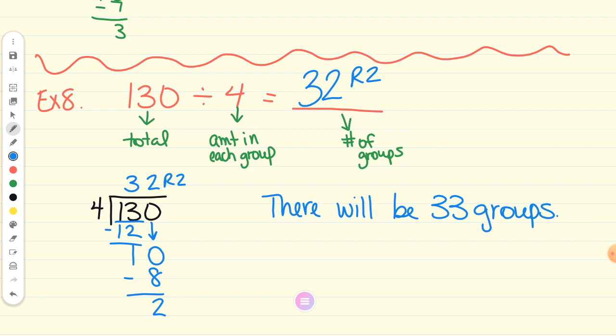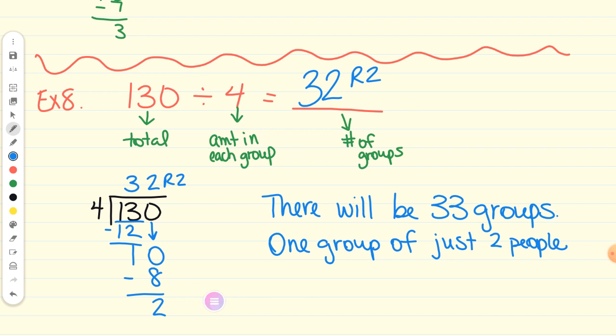If you want to be very specific, how can we add to that that says something about 32 remainder 2? Bryce? And so there will be 33 groups. One group of just two people. So he said something about the remainder. What's that 32 represent, Maya? Yeah, and 32 groups of four, or you could say 32 full groups since they said groups of four. So one group of just two people and 32 groups of four people. See how that's very, very specific? How we're not leaving any room to interpret it differently?